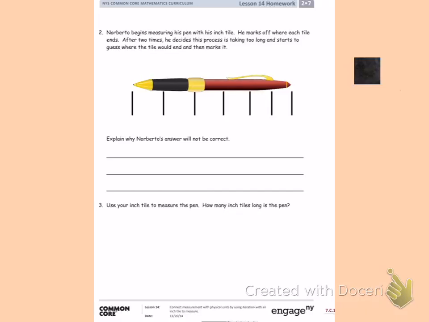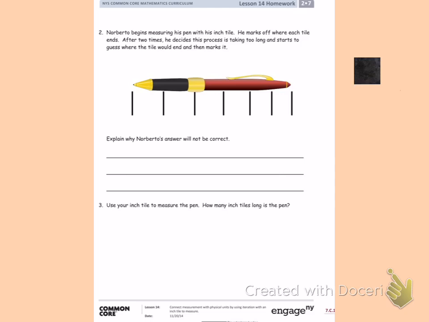Module 7, Lesson 14's objective is to connect measurement with physical units by using iteration with an inch tile to measure. Item 2 says Norberto begins measuring his pen with his inch tile. He marks off where each tile ends. After 2 times, he decides this process is taking too long and starts to guess where the tile would end and then marks it. Explain why Norberto's answer will not be correct.